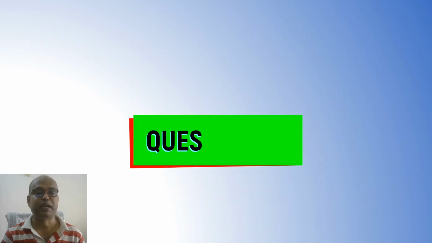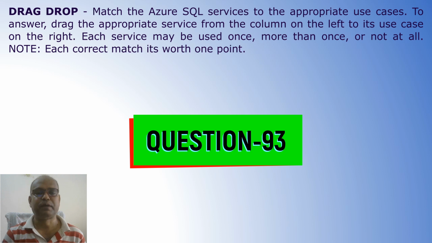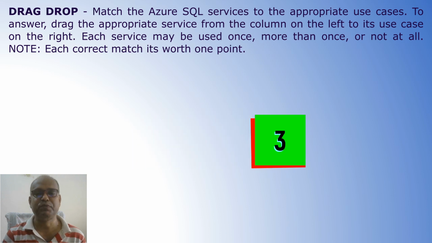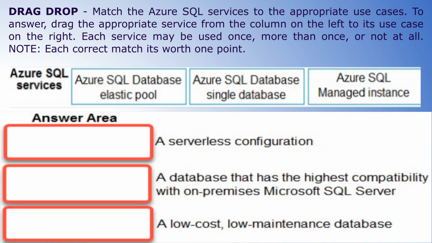Next question, question number 93. Drag and drop. Match the Azure SQL services to appropriate use cases. To answer, drag the appropriate service from the column on the left to its use case on the right. Each service may be used once, more than once, or not at all. Note: each correct match is worth one point.